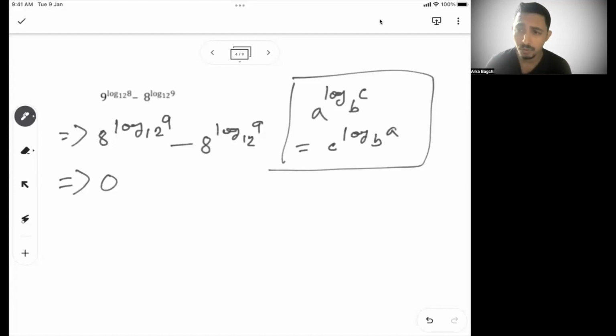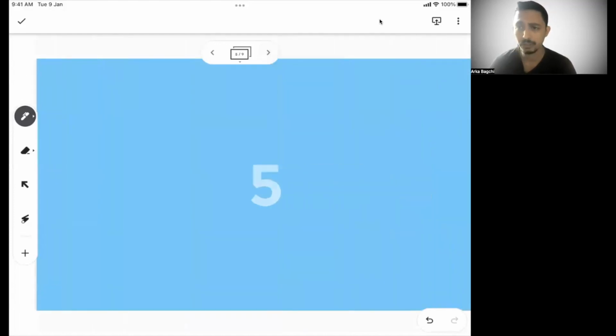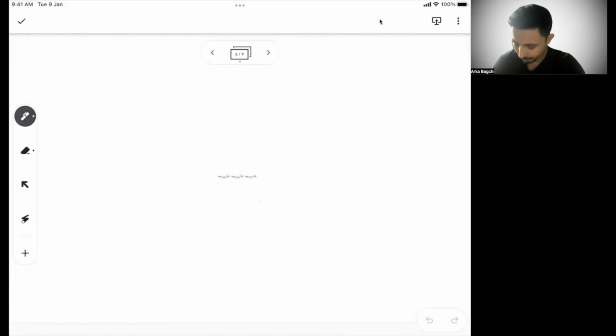If you remember some of these formulas and the properties of logarithm, most of the logarithm problems will be easy for you. And that's what we're going to see in the next few problems in this session and the next session.